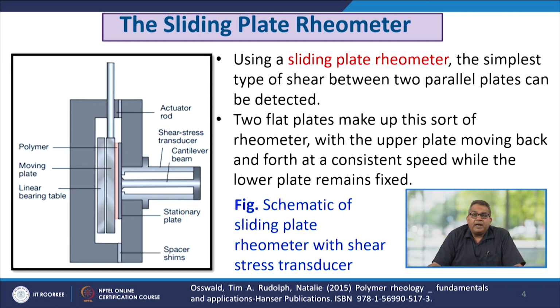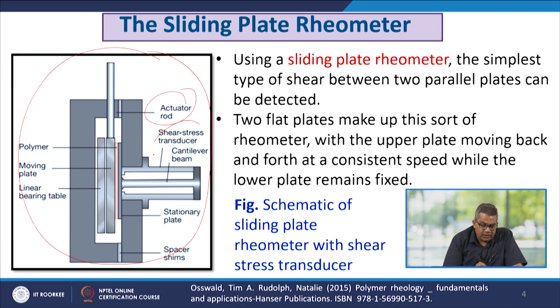Let us talk about the sliding plate rheometer. This is the typical figure of the sliding plate rheometer. Here we have the actuator rod, then the transducers, cantilever beams, and stationary plates. This one is the stationary plate, and here this is the spacer shim. We subject the polymer over here, and this plate is the moving one, and this is the linear bearing table. So, the sliding rheometer is the simplest type of shear between two parallel plates.